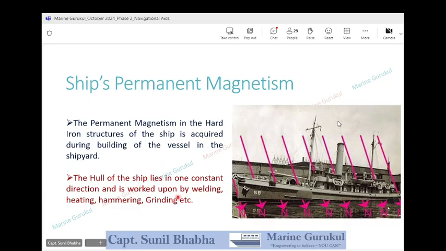When the ship is being constructed, we will be welding the plates, we will be hammering them, bending them, heating them. A high voltage electric current will be passing at the time of welding. So we will be using grinders, cutters, all these instruments on them. So all the ship's plates which are being fitted will be worked upon at the time of shipbuilding.